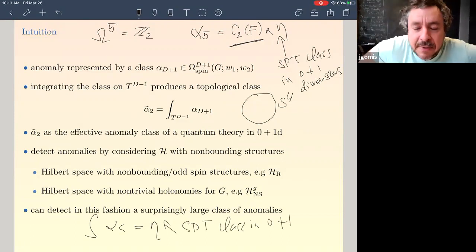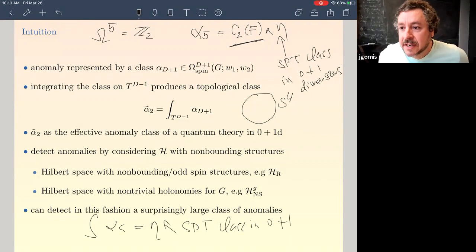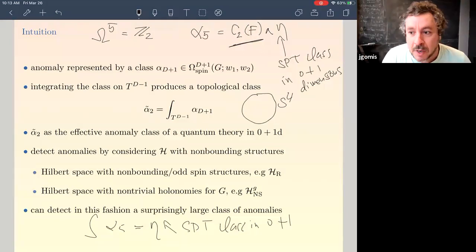And now this tells you immediately an extremely elementary way of detecting the anomaly that does not rely on eta invariance or anything of this sort. All that you have to do is the following. You study your system in a background for an SU(2) connection with instanton number 1. And by the way, since the answer is eta, this is associated with an anomaly for (-1)^F. Because remember that I said that eta comes precisely from SPT classes with no symmetries; the only symmetry is (-1)^F.